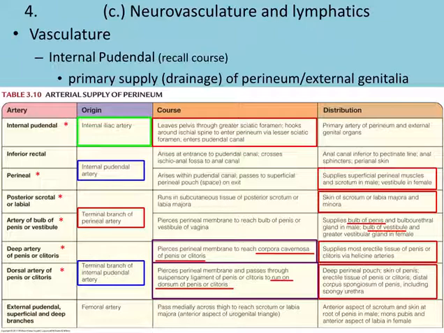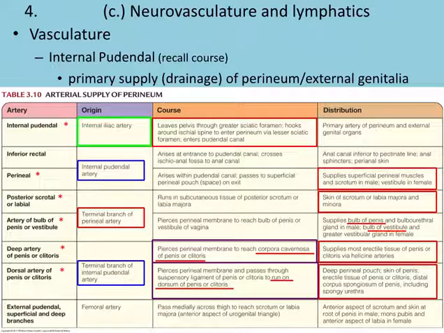The internal iliac artery is the major origin, gives rise to, on the left, the internal pudendal artery. Now, the internal pudendal artery has a number of branches. Go back to the origin and you look at the two blue boxes. The two blue boxes point to three major arteries, three major branches of the internal pudendal, the perineal, deep artery, and dorsal artery of the penis and clitoris.